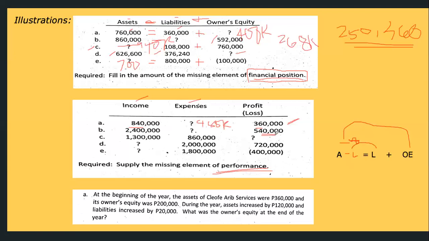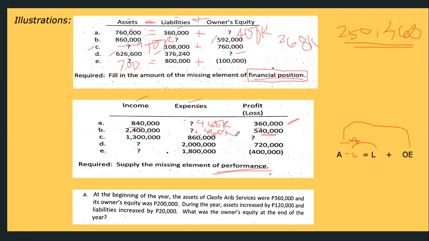The question now, how much are the expenses? So, again, same procedure. That's 2,400,000 minus 540. Okay, that is 1,860,000. That is your total expenses. So, your income is greater than your expenses. Therefore, you have a profit of 540,000.